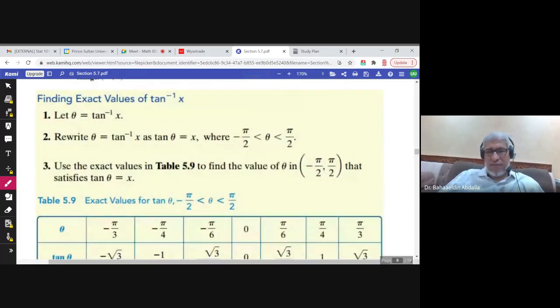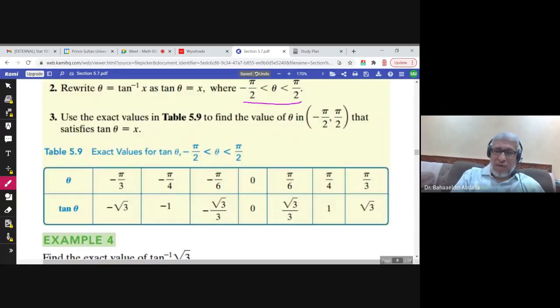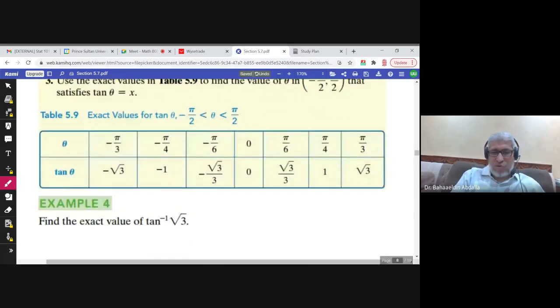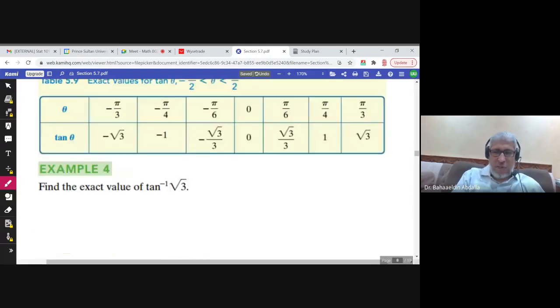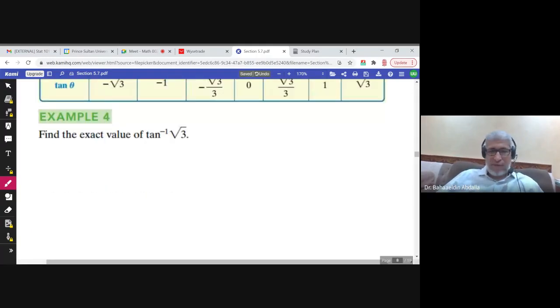How to find the exact value of tan inverse? Same method exactly, but you have to remember that theta here is between negative pi over 2 and pi over 2, exclusive, meaning negative pi over 2 and pi over 2 are not included. Let us solve some examples.